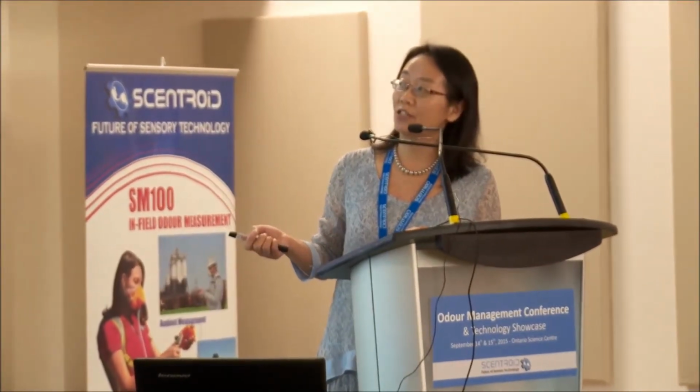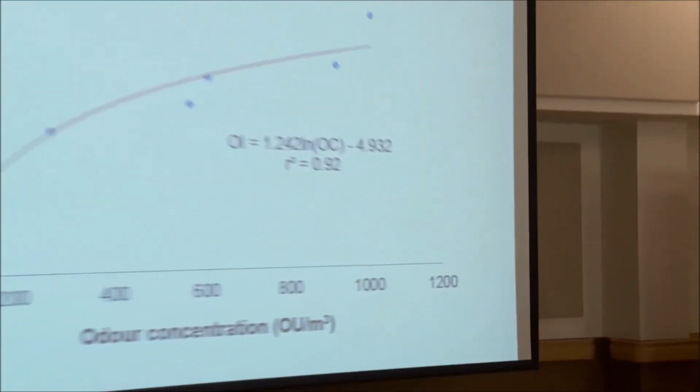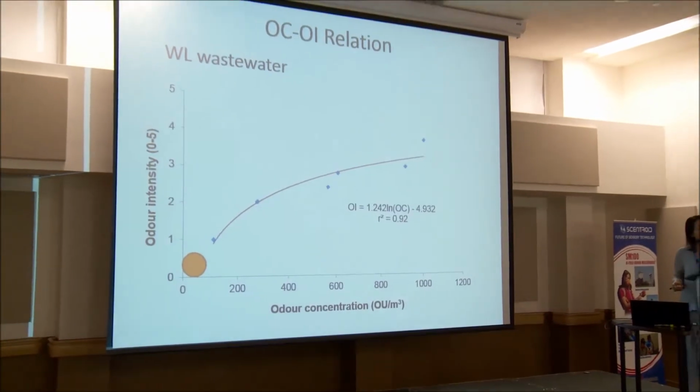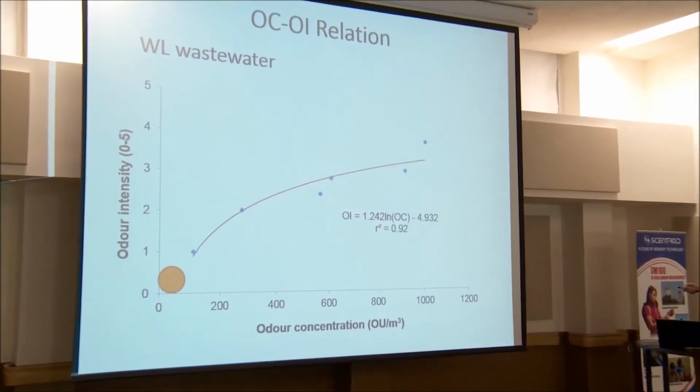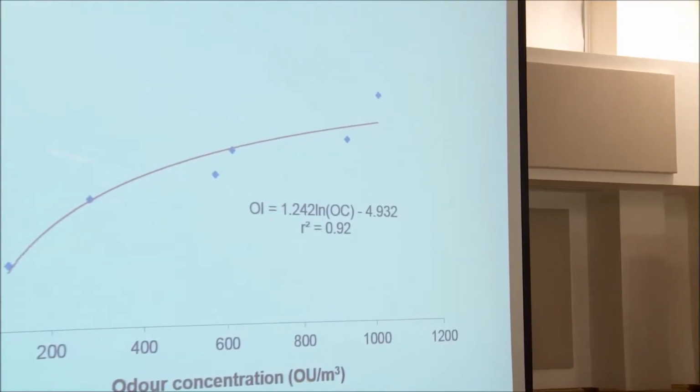So for the OC-OI correlation, this is what we generated for primary lagoon for the wastewater site. You can see it's a very neat correlation with R-square of 0.9. However, the problem is we cannot use this correlation to convert the field odor intensity to concentration. Why? Because all the model predicted odor is below 30 OU, which is outside of the applicable range of this equation. If we plug in any OC lower than 60, it's going to result in negative odor intensity. So we cannot use this correlation.